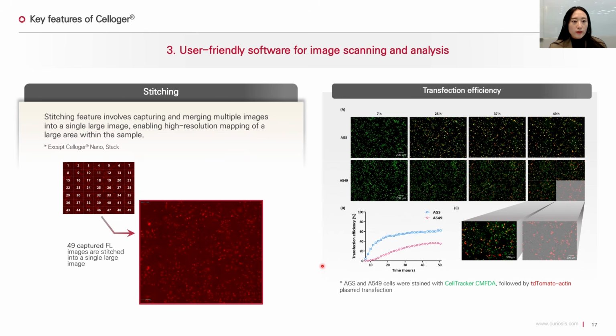When you need to observe a large area in a single view, the stitching function is helpful. It allows you to combine multiple images into one seamless, high-resolution image as shown on the left. On the right, you can see an example how this feature is used to analyze transfection efficiency across the wide field. By capturing and stitching together multiple regions, researchers can efficiently observe and evaluate the overall success of specific gene transfection in cells.